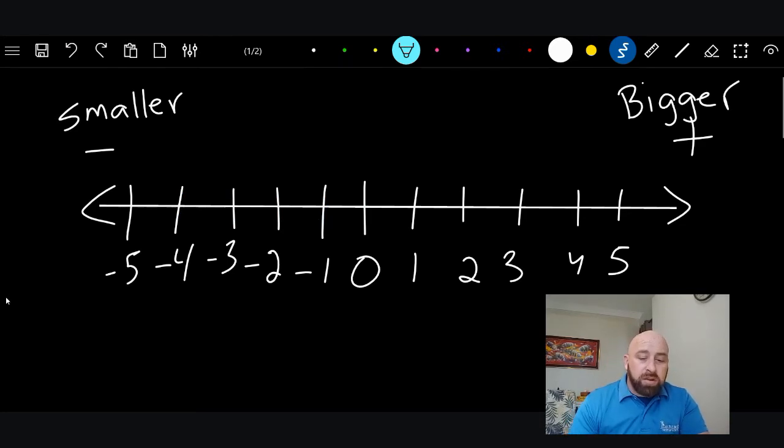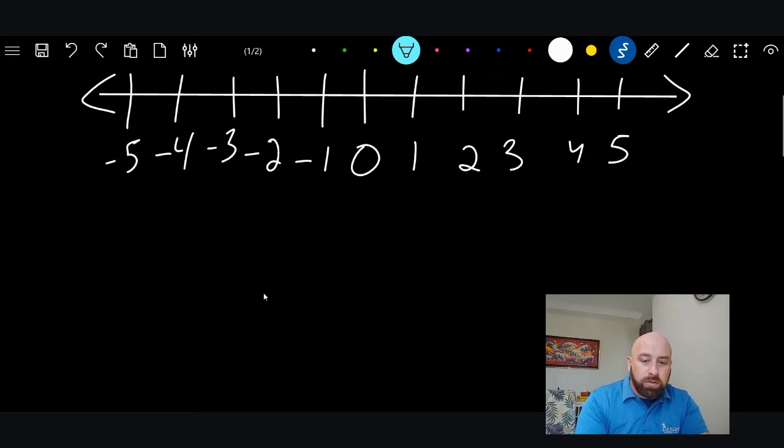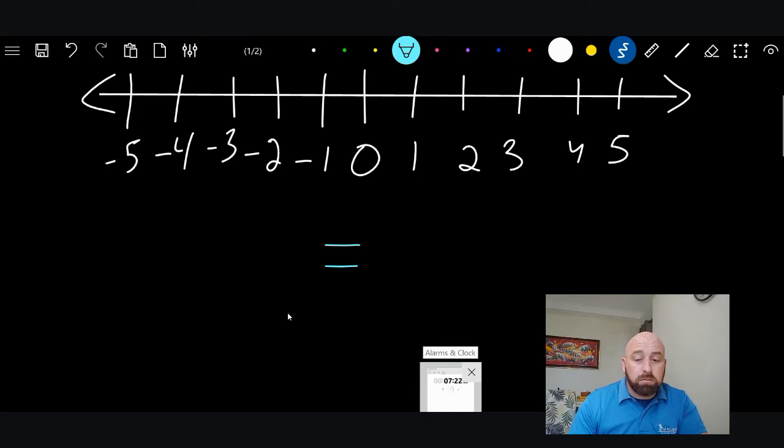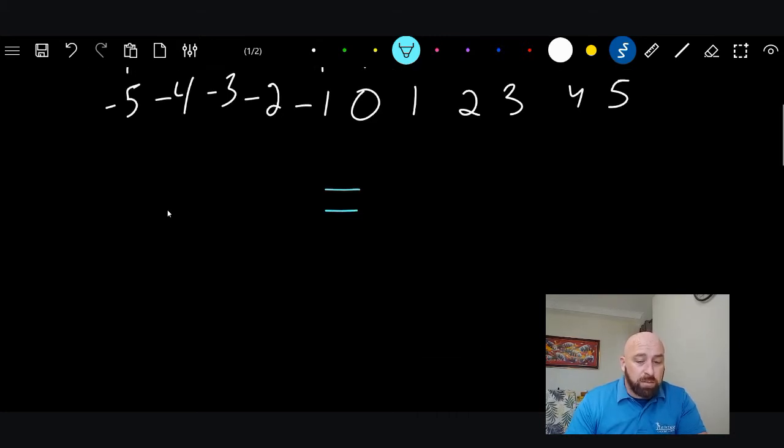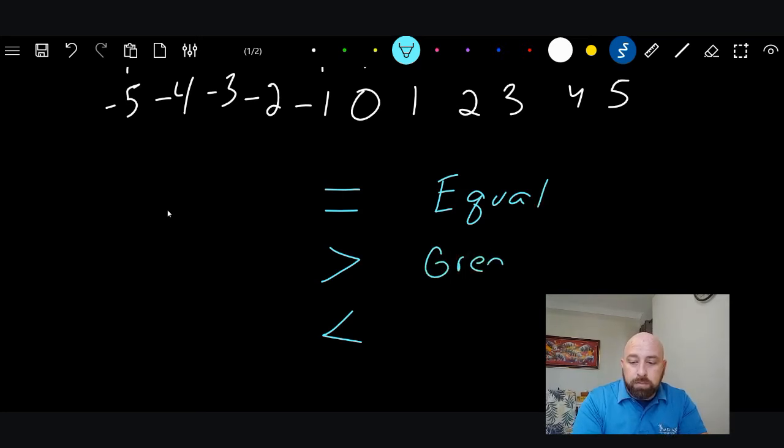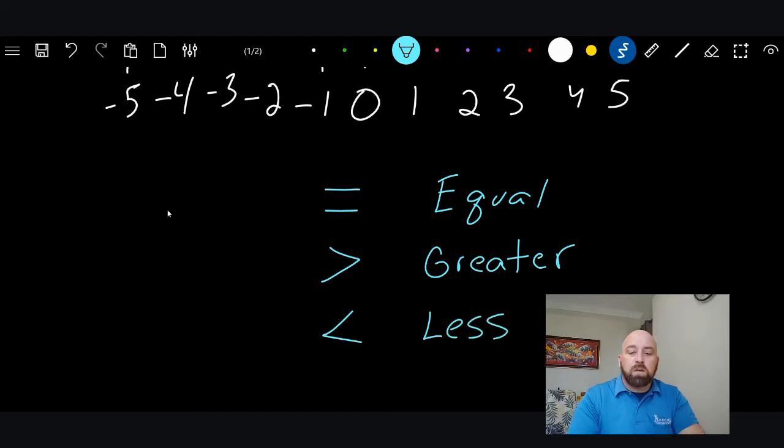There's 3 different ways to order numbers. The numbers can be equal, okay? So I could have 1 equals 1. Numbers can be equal because it's the same number. Numbers can also be greater than, and numbers can also be less than. So let me write that: equal, greater, and less than. Equal, greater, and less. Those are the 3 relationships that numbers can have.